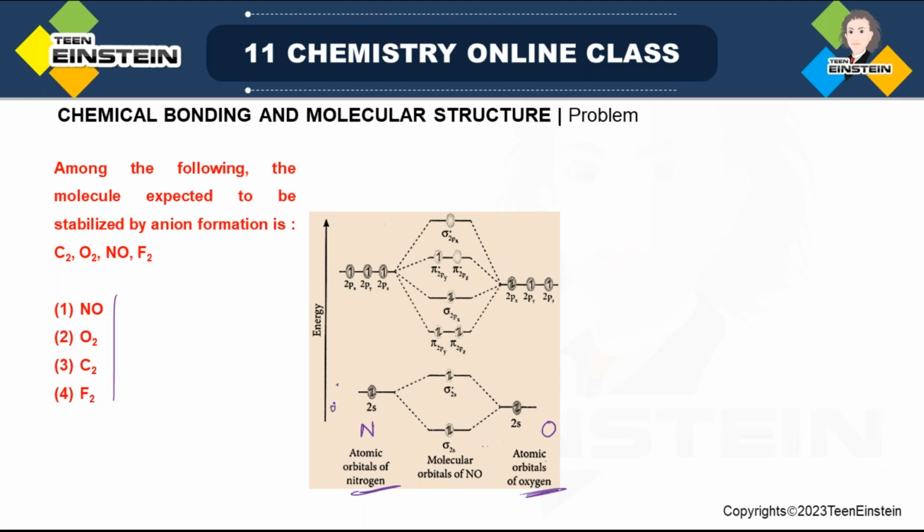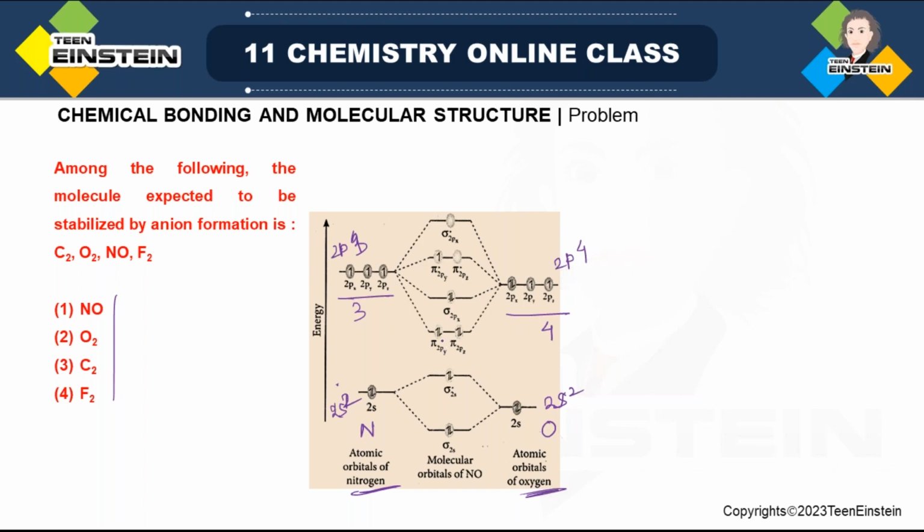Now for nitrogen it is 2s2 2p3. For oxygen it is 2s2 2p4. So here this side we have 4 electrons, this side we have 3 electrons. Total 7 electrons you have to place. So here also first pi, then sigma, then pi star, then sigma star. So 3 plus 4, 7 electrons.